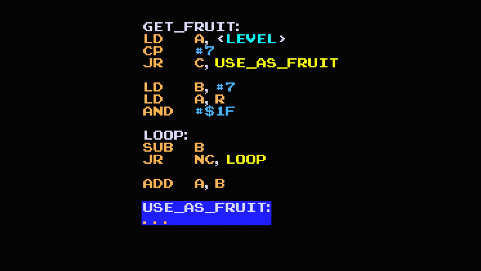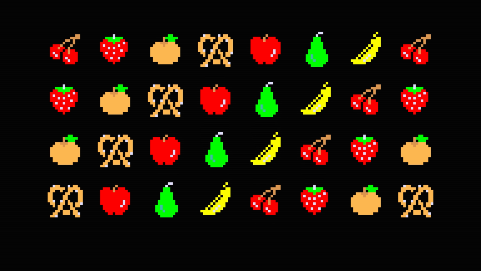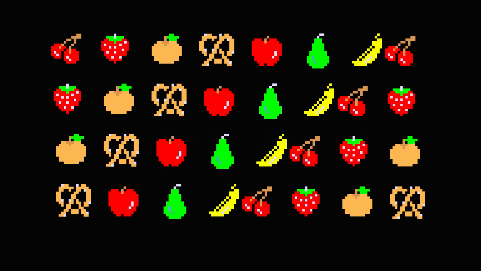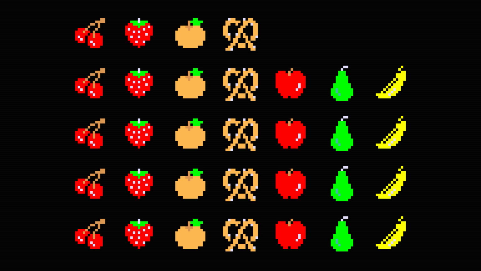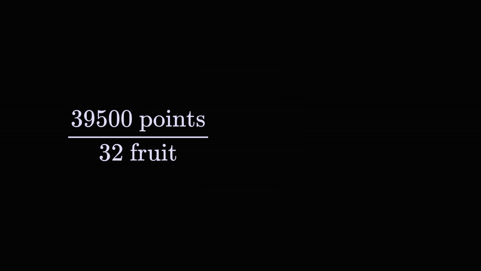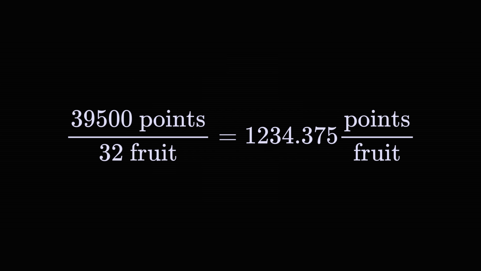Since 32 is not evenly divisible by 7, this means some fruits are more likely to appear than others. The fruits with lower IDs, and therefore lower point values, the cherry, strawberry, orange, and pretzel, have a 5 out of 32, or about a 16% chance of appearing. The higher scoring fruits, the apple, pear, and banana, only have a 4 out of 32 chance of showing up. This means that the expected point value of each fruit that appears, starting on level 8, is just over 1,234 points.